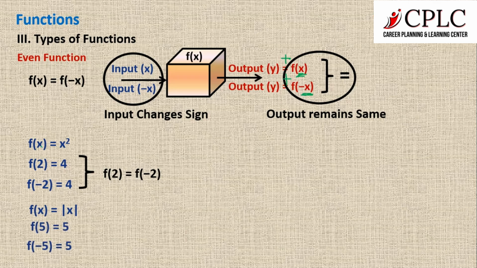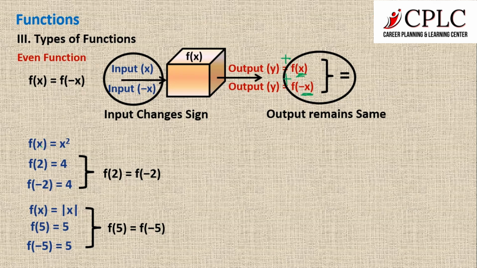So the modulus function actually is a standard function, but it also comes under a broader category of even function classification. So the square function and modulus function can be the two basic examples of even function. But mind you, any function which satisfies this criteria, input changes sign, output does not change sign, or output remains the same, can be called an even function.